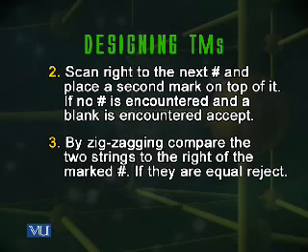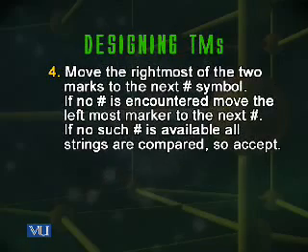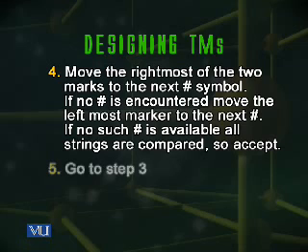Now what we will do is zigzag over the two strings that are to the right of the marked #s. And if they happen to be equal, we will reject. We will move the rightmost of the two marked hash symbols to the next one. If no next hash symbol is encountered, then we'll move the leftmost one to the next one. If no such hash symbol is available, all the strings are compared, so we will accept. Then we will repeat this process over and over again. Once again, we'll zigzag and make sure that the two strings are not equal and continue to step 4 and so on and so forth.